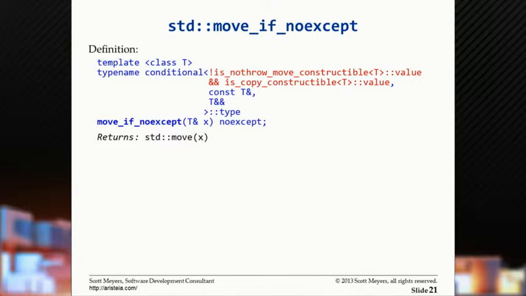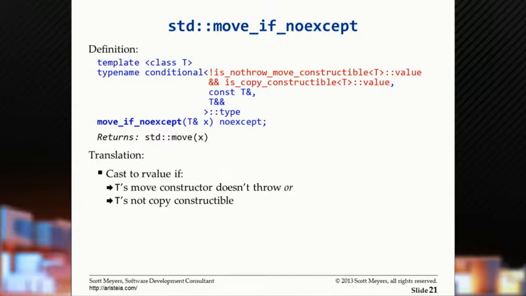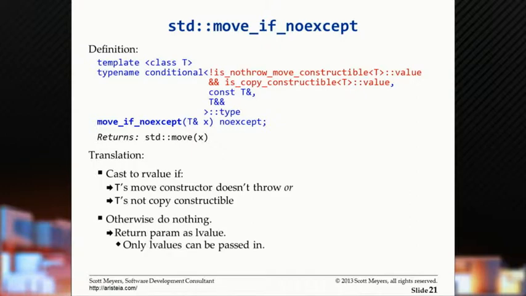So, you think I'm making this stuff up, don't you? Alrighty, so let me translate the stuff in red, because the stuff in red is the condition that really makes a difference. The translation is, we're going to cast this thing to an rvalue. It actually is going to perform the move if T's move constructor doesn't throw, which is what we expect, or it's not copy constructible. Otherwise, we're not going to do anything at all.